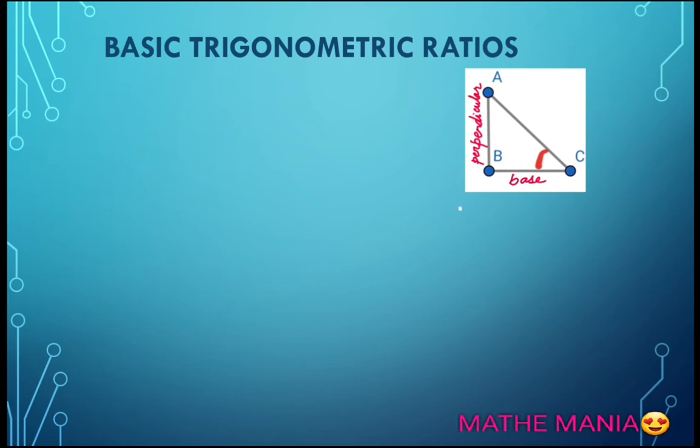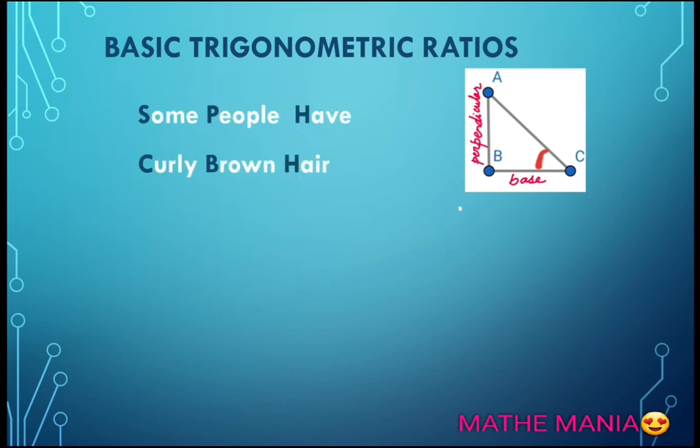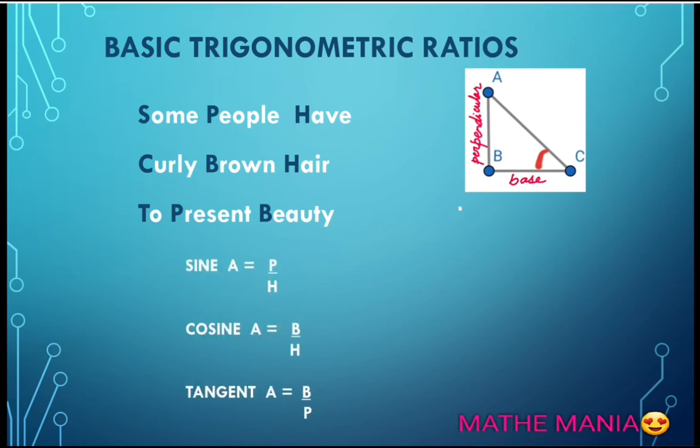Now there is a very simple and interesting mnemonic to learn these ratios. Here it goes. Some people have curly brown hair to present beauty. So if you take the first letters of all these words, you can easily make the trigonometric ratios. From here we get the first three formulae. Sine A is equal to perpendicular upon hypotenuse. Cosine or cos A is equal to B upon H. And tangent is equal to P upon B.